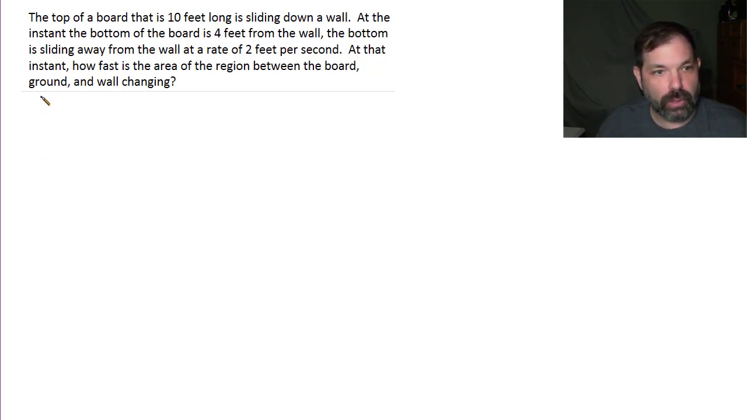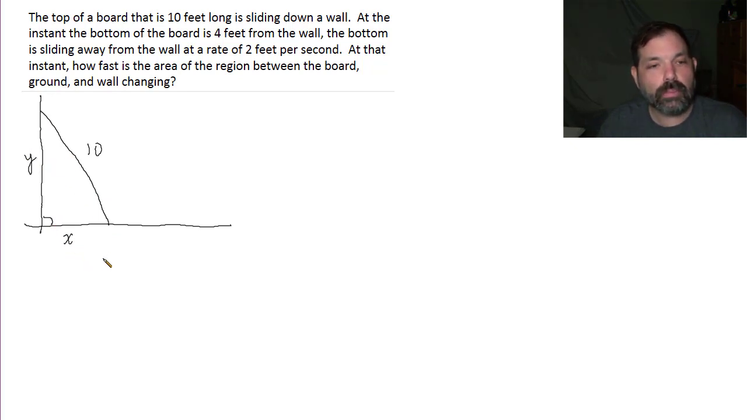All right, so if we start with the same diagram, and we still know, at the instant the bottom of the board is 4 feet from the wall, that x is equal to 4. We know that dx/dt is equal to 2 feet per second. But now we're not asked to find dy/dt, which we already figured out from the previous exercise.